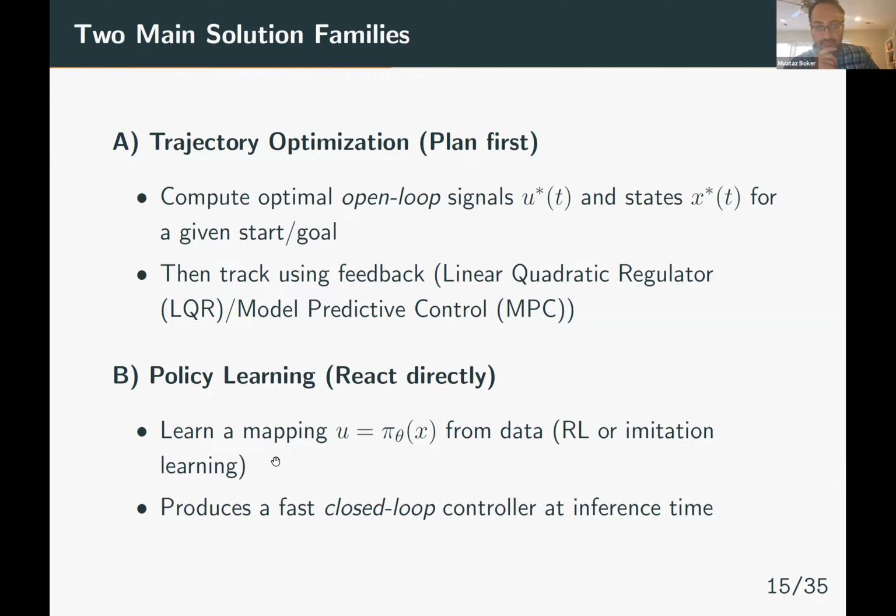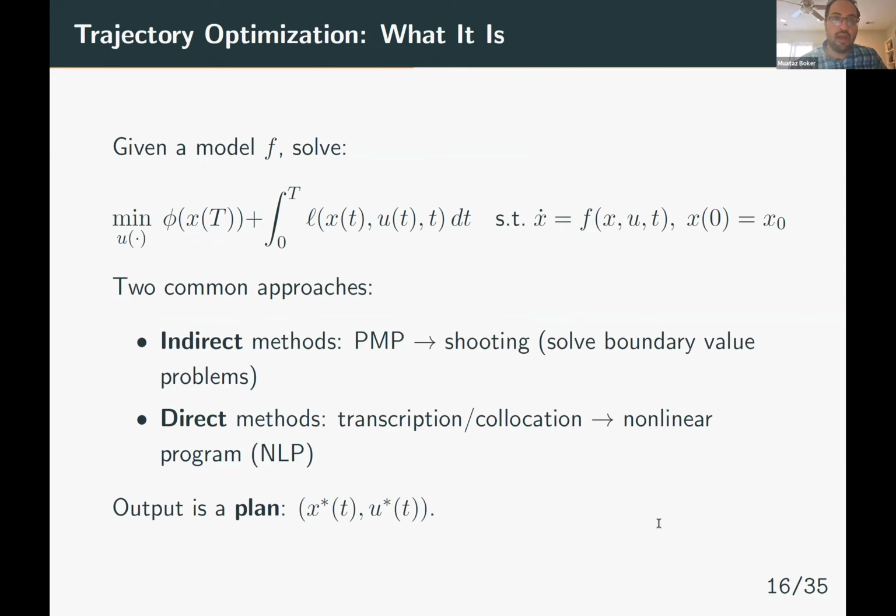And it produces a fast closed loop controller at inference time. So, for trajectory optimization, given a model, right, you need to minimize or optimize the cost function with respect to U, such that the dynamics of the system are respected.